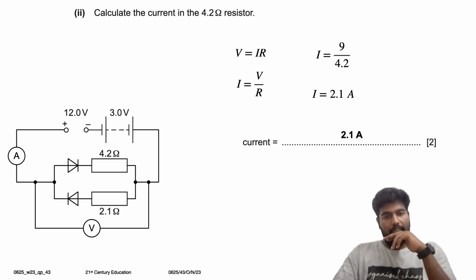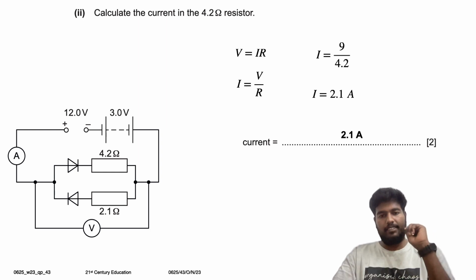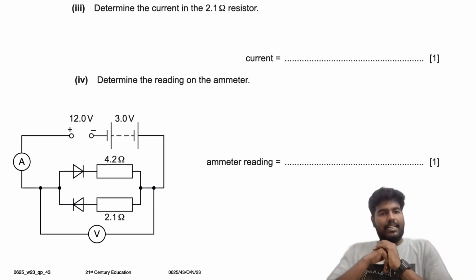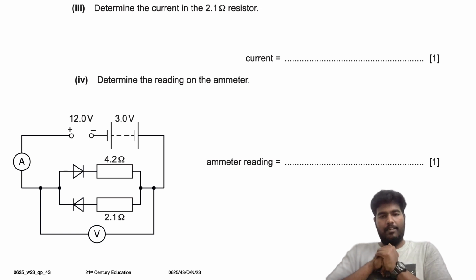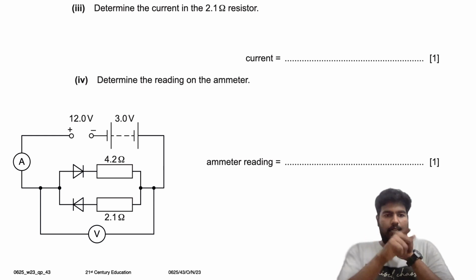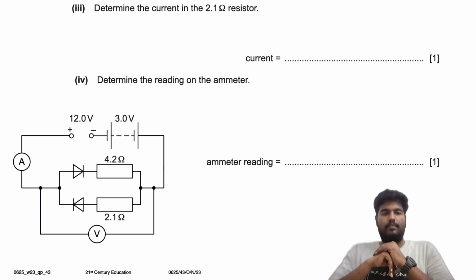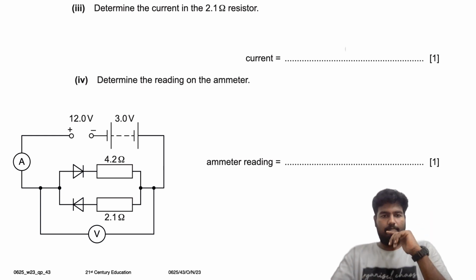Next comes a little trick question. No work required, just a trick. Determine the current in the 2.1 ohm resistor. We could calculate using the same formula, V equals IR, I equals V by R. But the diode in front of the 2.1 ohm resistor is in reverse bias, so it will not allow the current from the positive terminal of this battery. So no current, zero current.